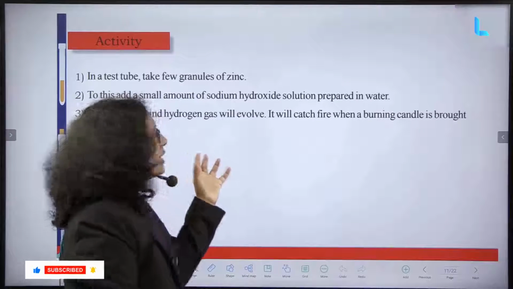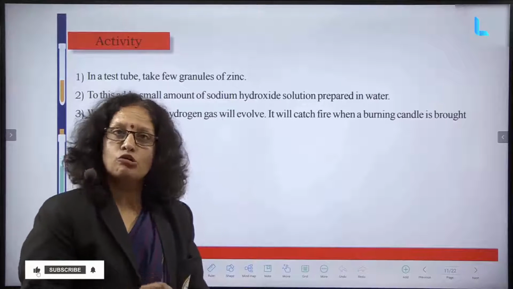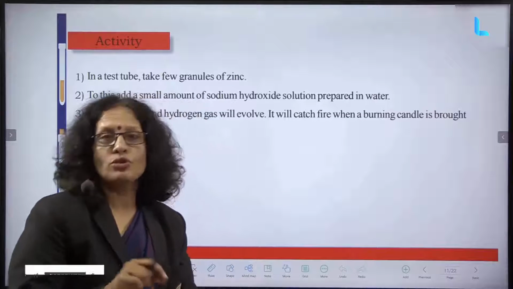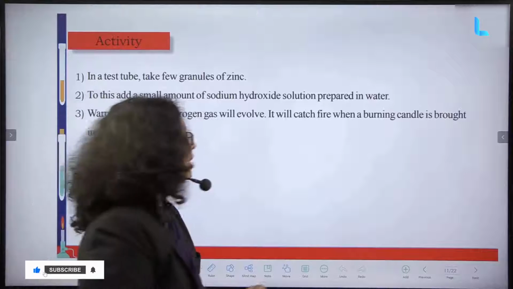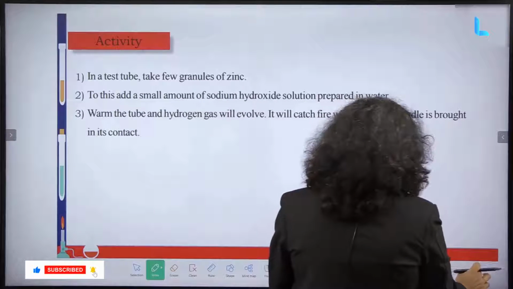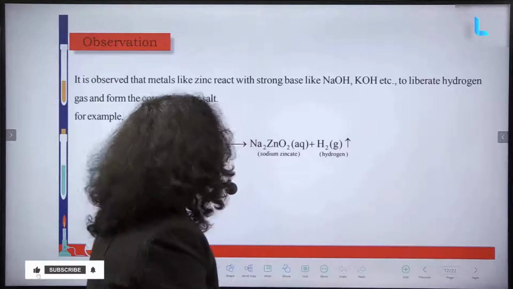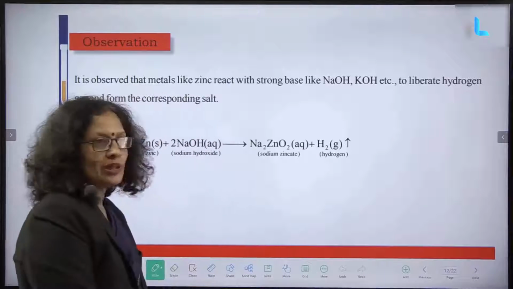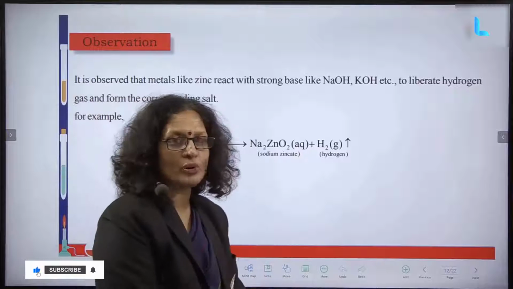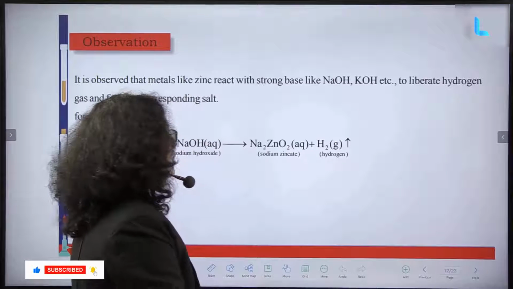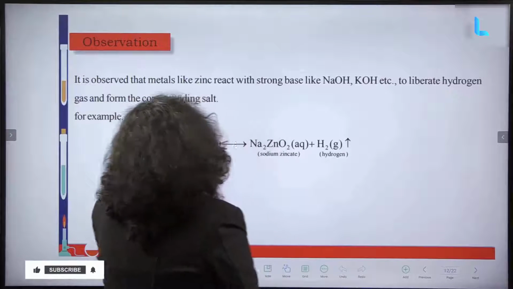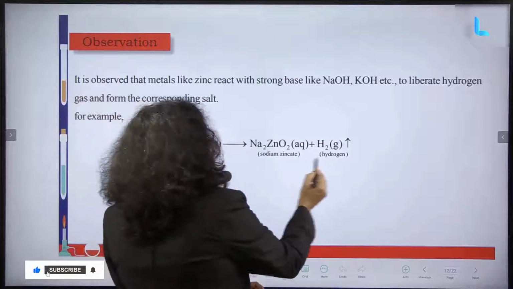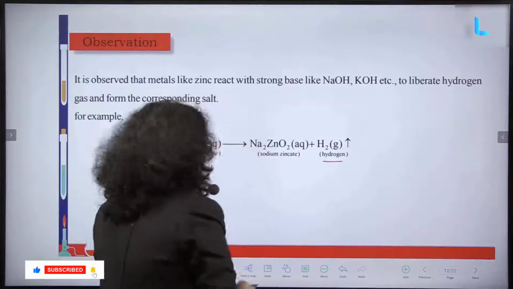Here, we are treating zinc granules with the alkali sodium hydroxide, and again we touch the liberated gas with a burning candle. In the same way, it will catch fire and a loud pop sound will come. So what does it indicate? Hydrogen gas is liberated. It is observed that a metal like zinc reacts with strong bases like sodium hydroxide and potassium hydroxide to liberate hydrogen gas and form the corresponding salt. So sodium zincate is the salt and hydrogen gas is liberated.